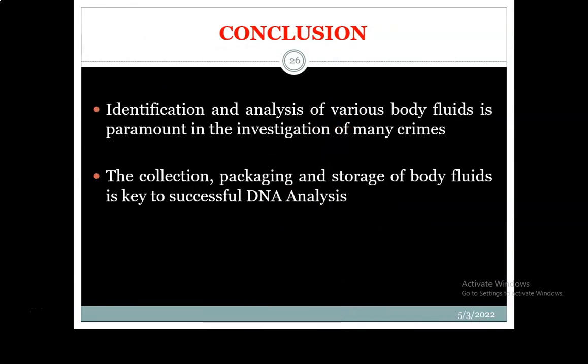So, conclusion. Gradually, we've come to the end of our lecture or presentation. We say identification and analysis of various body fluids is paramount in the investigation of many crimes. There are a lot of crimes where forensic evidence is key to unraveling the mystery. So the collection, packaging, and storage of body fluids is key to successful DNA analysis.